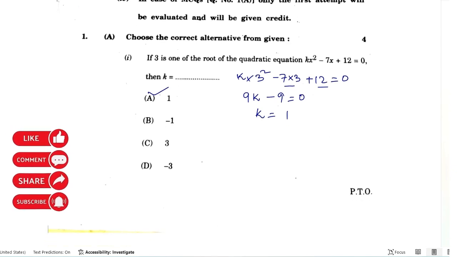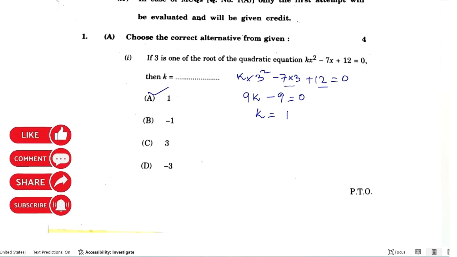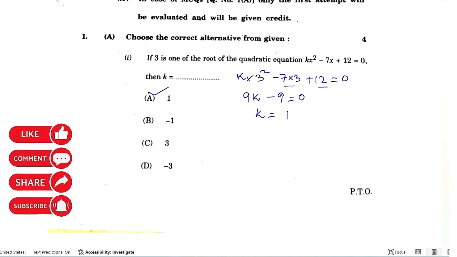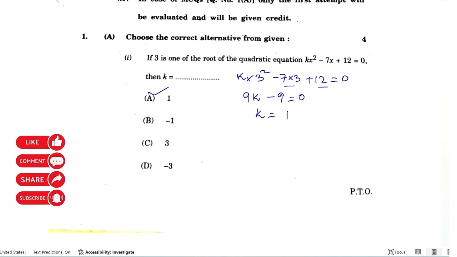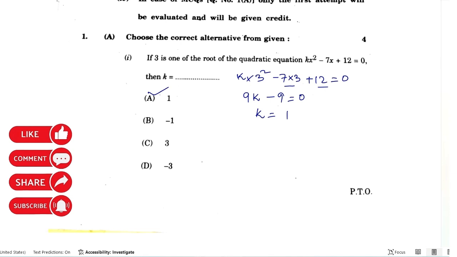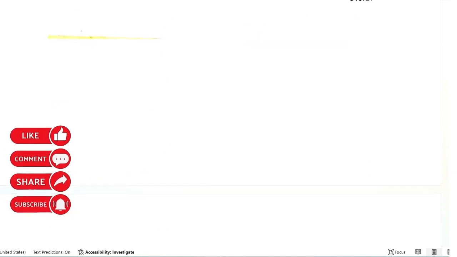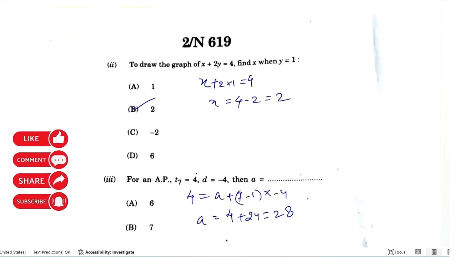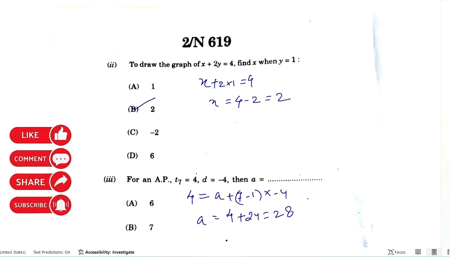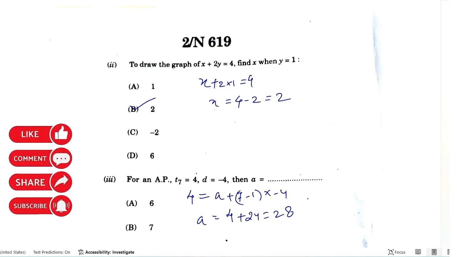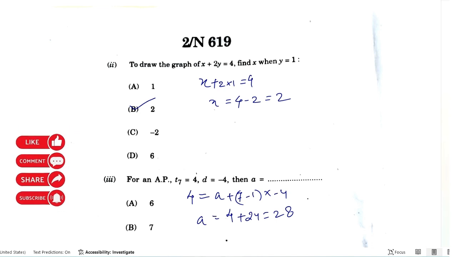If 3 is one of the roots of this quadratic equation, then what is the value of k? So simply substitute 3 at the place of x, solve it, you will get k is equal to 1. Next one is basically to draw the graph, and here they have given y equal to 1. So simply substitute it in the given equation, you will get x equal to 4 minus 2, which is 2. So option B is the correct answer.